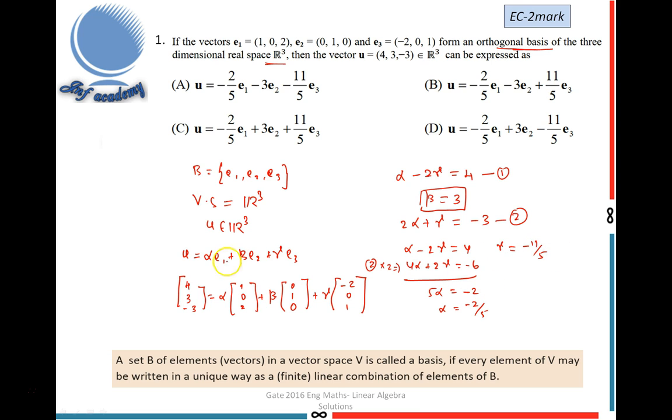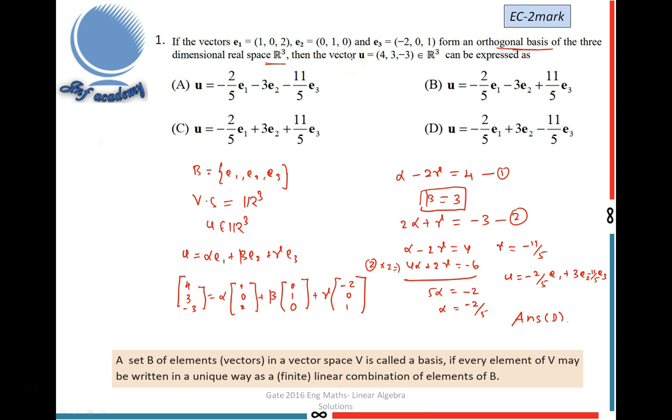So finally the U vector equals alpha into E1, alpha is minus 2 by 5 E1, plus beta into E2, beta is 3 E2, plus gamma into E3, gamma is minus 11 by 5 E3. This is the final answer: minus 2 by 5 E1 plus 3 E2 minus 11 by 5 E3. So the answer is option D. This is one way for solving this problem.